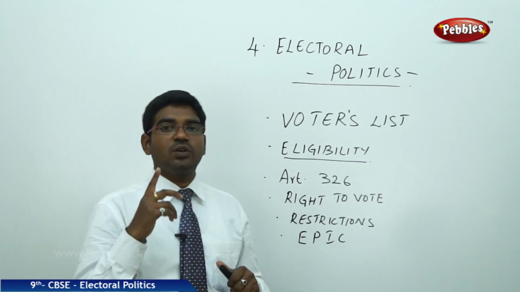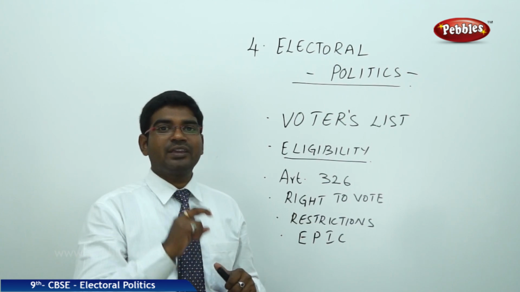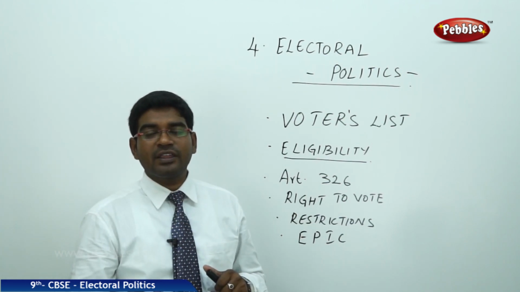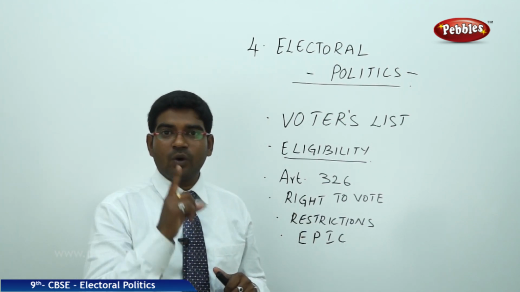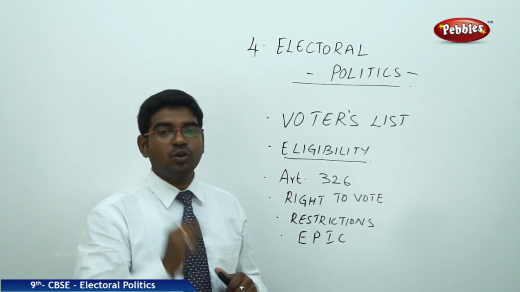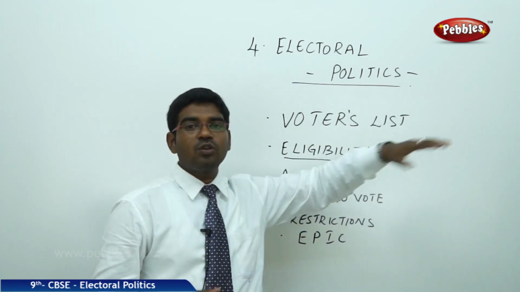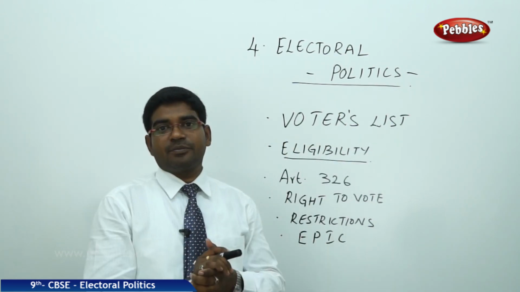So, any individual can cast his vote only once. He cannot cast his vote in two different areas at two different times. One person, one value, and only one time he is supposed to vote. That is the reason why the voter list plays a very vital role when the elections are conducted.